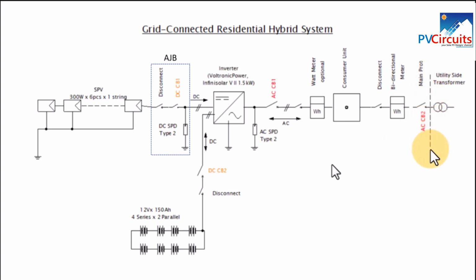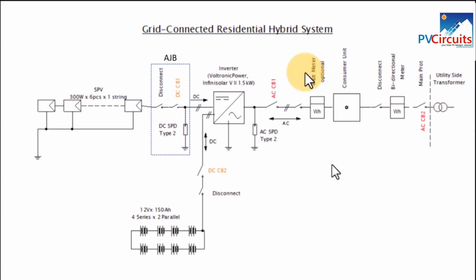Then that dotted line separates us from the utility side. Of course, this is now the line going to the transformer by the utility provider. So our connection ends up here. Then this side is the side of the utility provider.